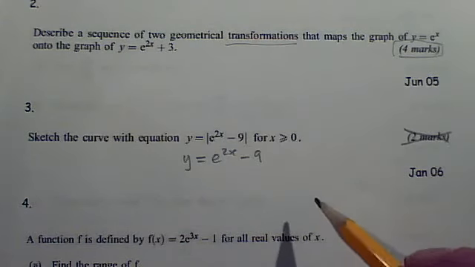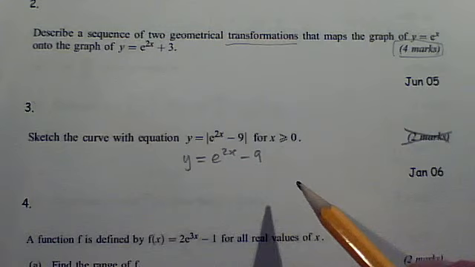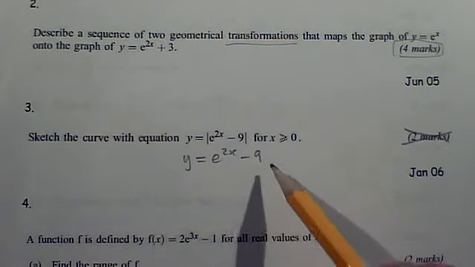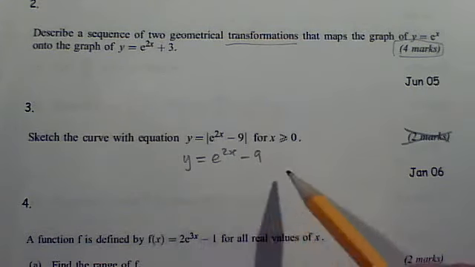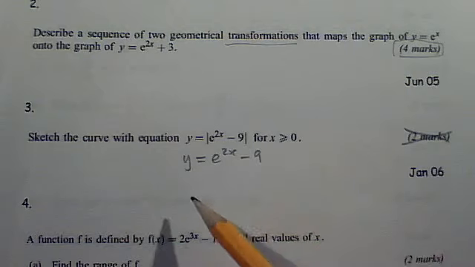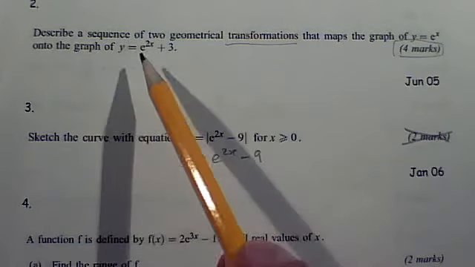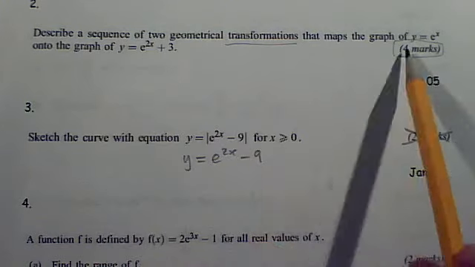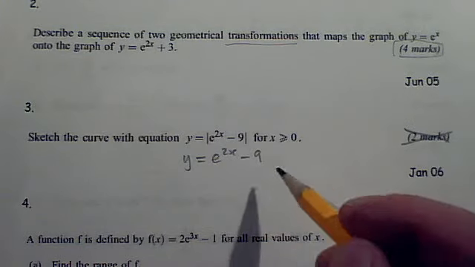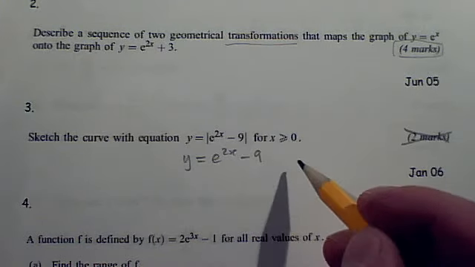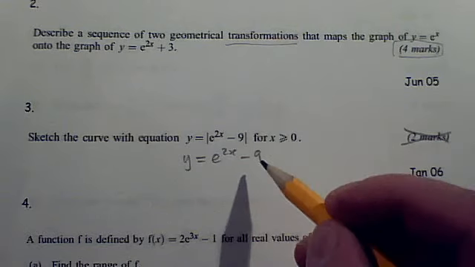This would be worth, I don't know, about 6 marks doing this from scratch. What you have to do is first of all think about the transformations you'd have to do in order to get e to the x onto this graph. It's very like question 2 that we did earlier, which itself was worth 4 marks, except you were expected on this to find the intersections with the axes.